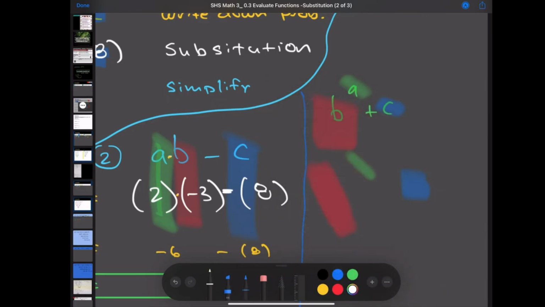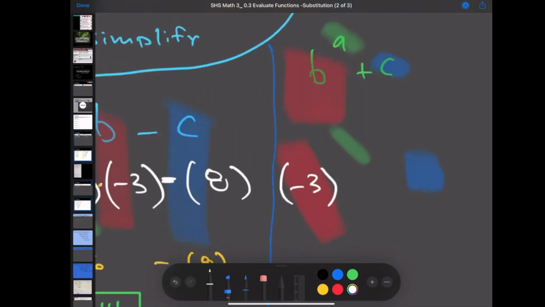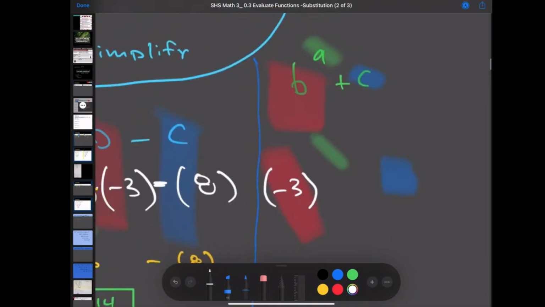I have been telling you, use a what? Parentheses, -3. Do you see it? Then the green, or a, is 2. Plus, the c value is what? 8. This is what we should have so far. Raise your hand if you have that on your paper. Good. I'll tell you what the mistake is afterwards that students are making.